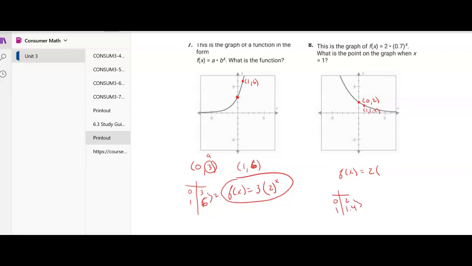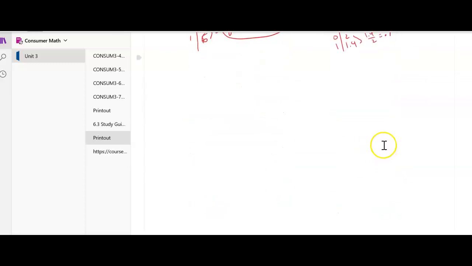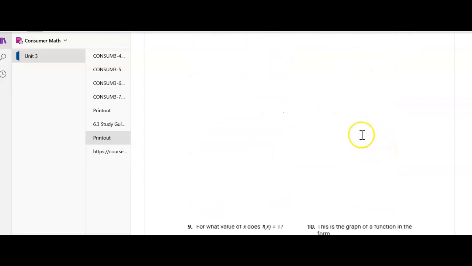Okay, what did I have to do to 2 to get 1.4? If I do 1.4 divided by 2, it gives me 0.7. So my base is 0.7 to the x. I don't like those problems because the ordered pairs do not come out very nicely.